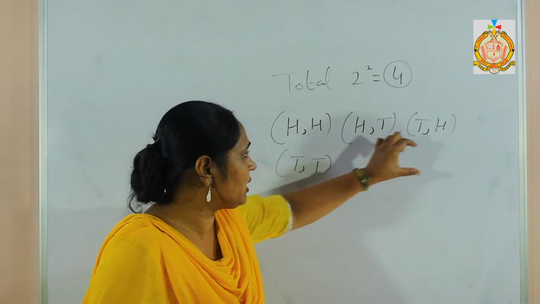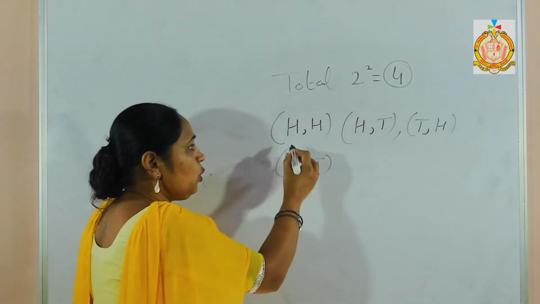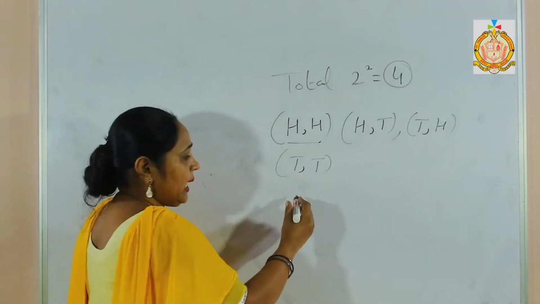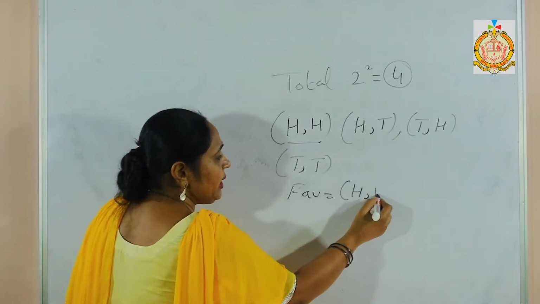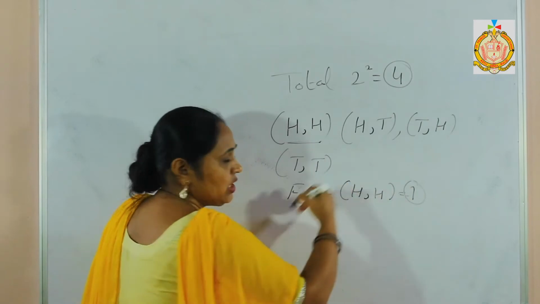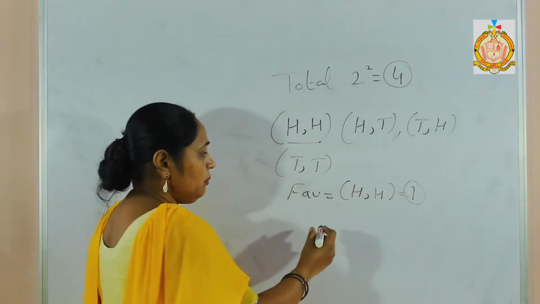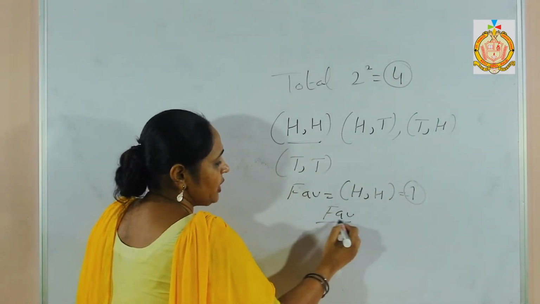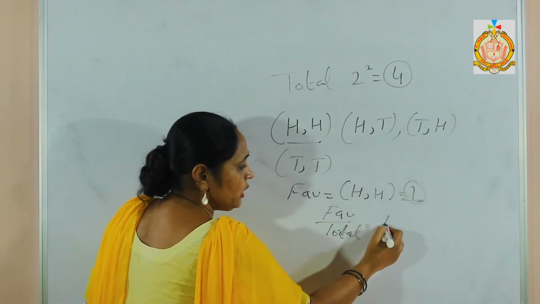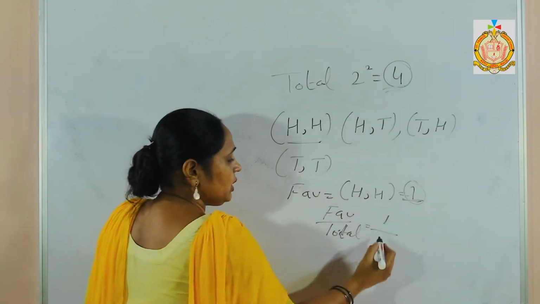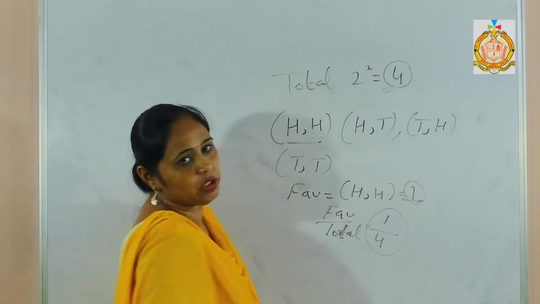Now he asked for 2 heads. Now I will see this condition. How many 2 heads are there? Only this one condition. That means my favorable outcome is this head and head, only one condition. Now the probability becomes favorable outcomes divided by total. Favorable outcome is only 1 and the total outcomes are 4, and the answer becomes 1 upon 4.